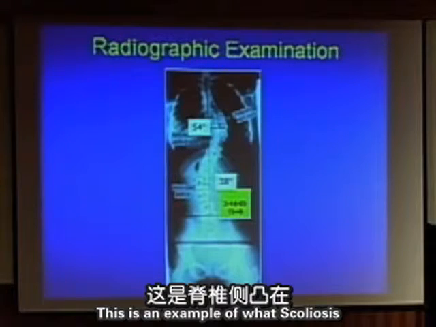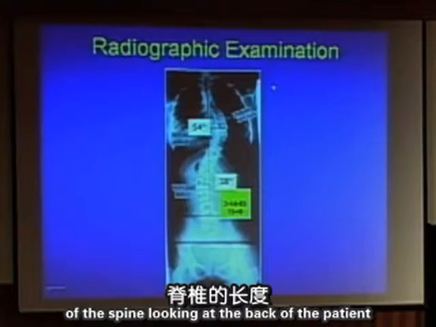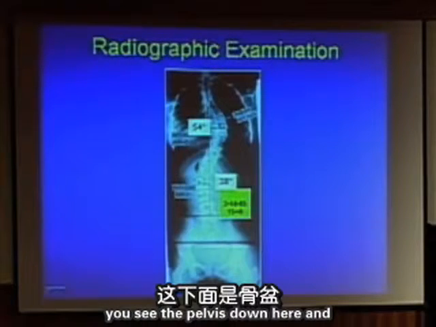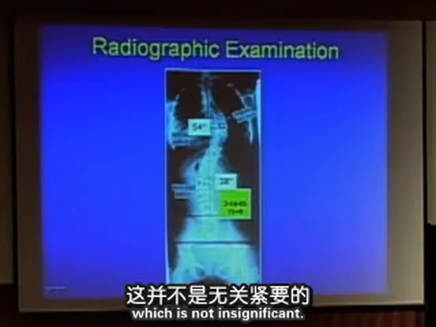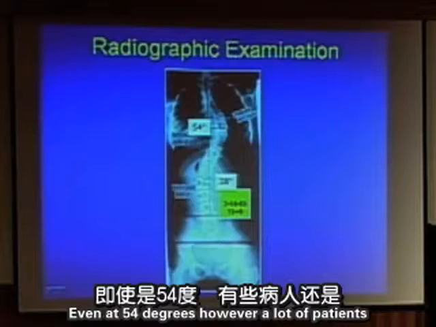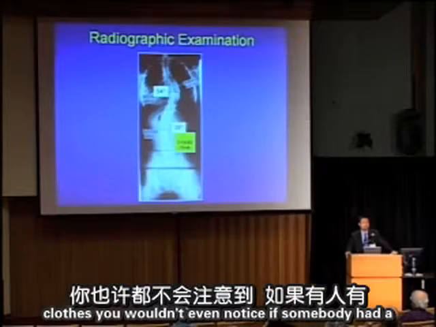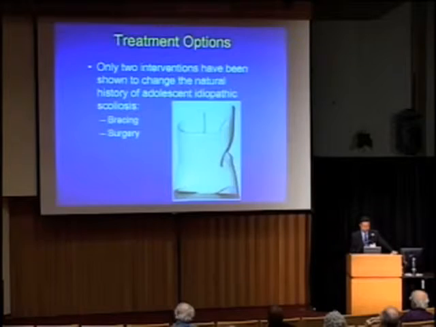This is an example of what scoliosis looks like on plain x-ray, and this is the full length of the spine looking at the back of the patient. So their head is up here, and you see their pelvis down here, and you see this 54-degree curve, which is not insignificant. Even at 54 degrees, however, a lot of patients can hide this pretty well. If patients are wearing regular clothes, you wouldn't even notice if somebody had a 54-degree curve necessarily. And this is in a 15-year-old.